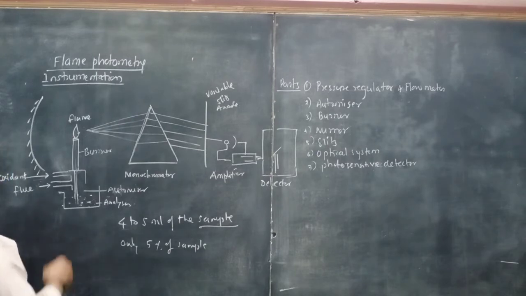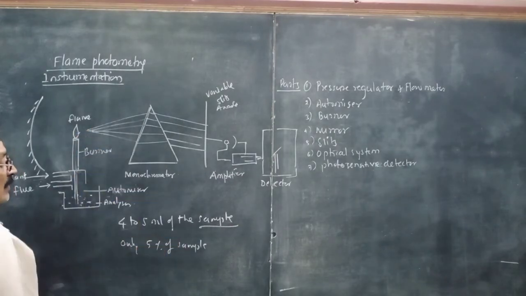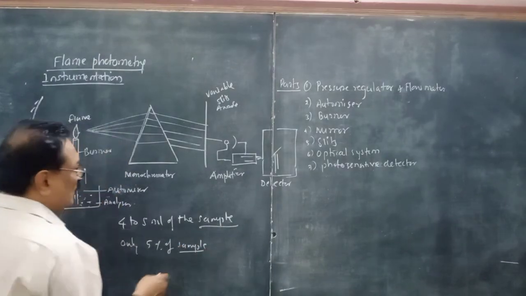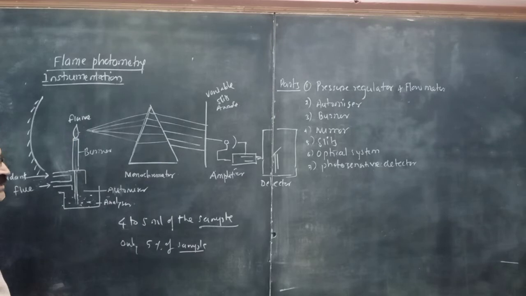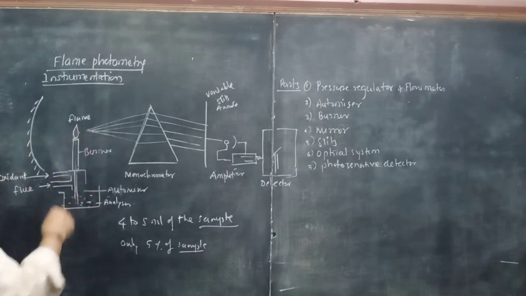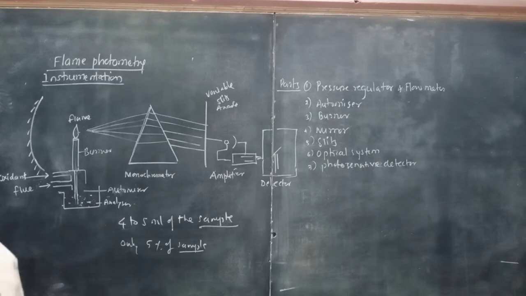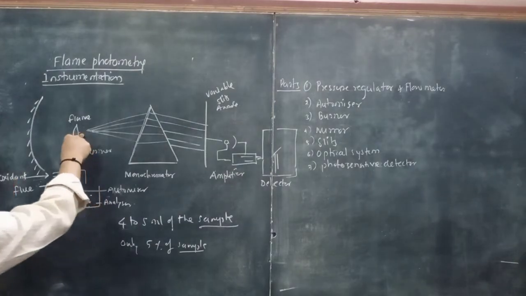The first requirement is that the flame should possess the ability to evaporate the sample, because the sample is in the form of a solution. When the droplets of the solution come in contact with the flame, what happens? The flame should have the capacity to evaporate the solvent, so that a residual sample is left. Therefore, the flame should be able to evaporate the liquid droplets from the solution, resulting in the formation of a solid residue.